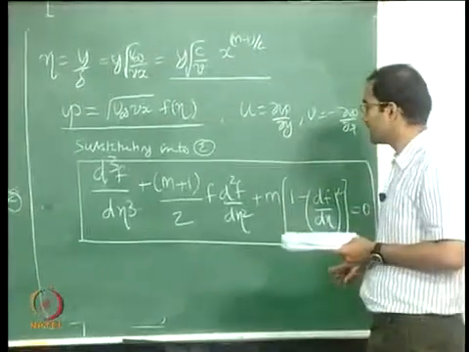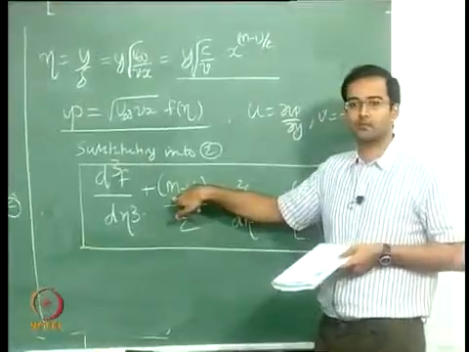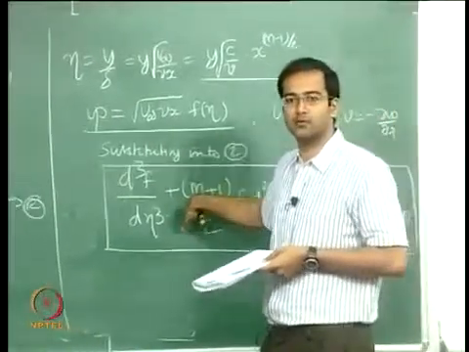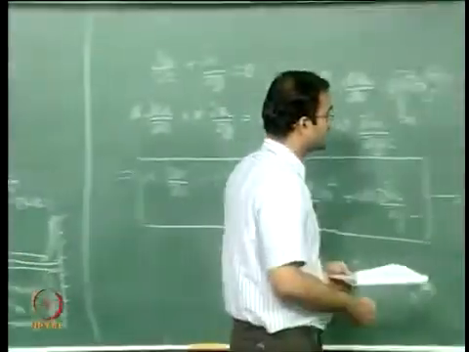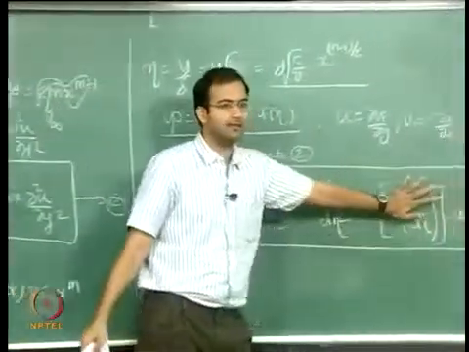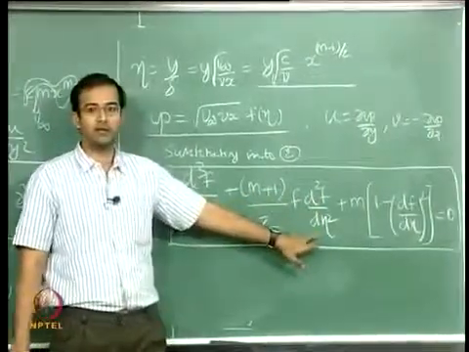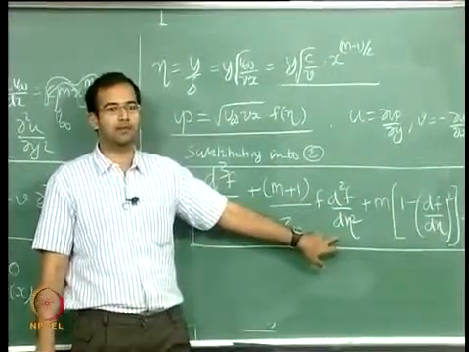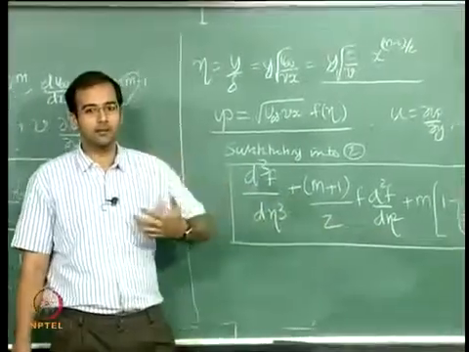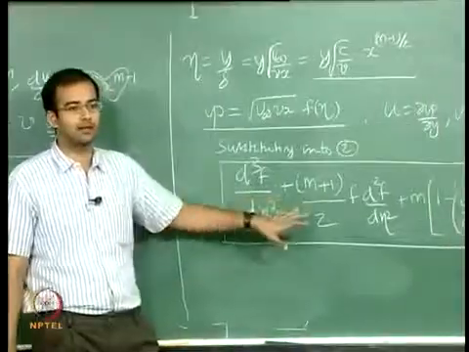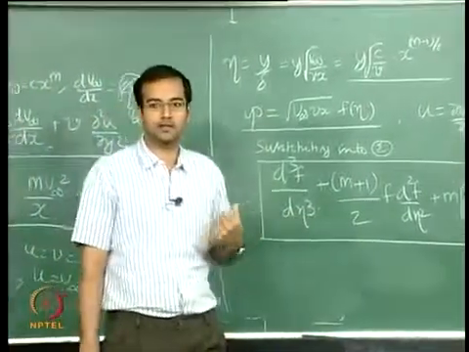So now you can see, here it is also a function of m. Now if you put m equal to 0, what happens? This term completely vanishes. You have 1 by 2 f d square f by d eta square equal to 0. So this is nothing but the Blasius solution. In fact, without even touching the Blasius solution, we could have started from Falkner-Skan and shown the Blasius solution as a limiting case.